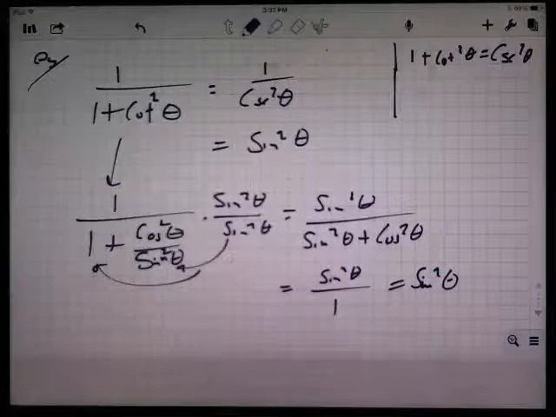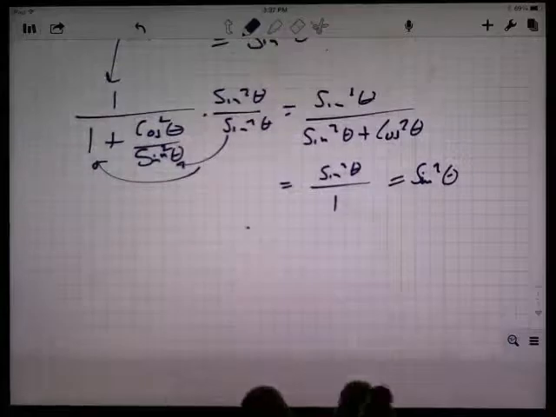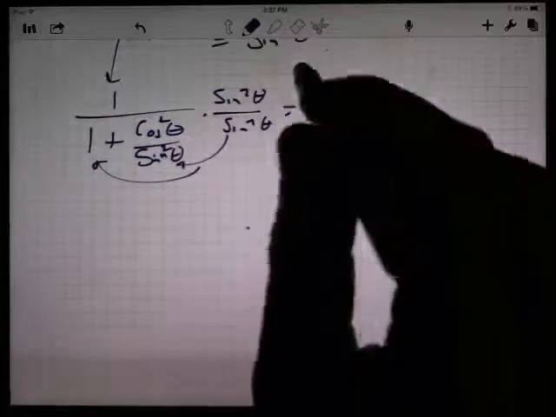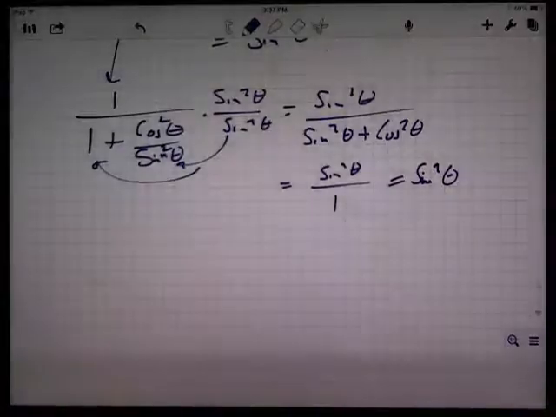The more of the identities that you have at your disposal, ready to use, that you understand and can work with, the quicker this is going to go for you. When you've got to keep going back and looking at those identities, saying which one can I use? It's just going to take a while.